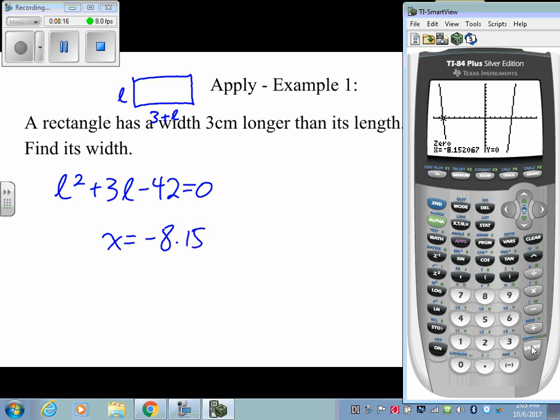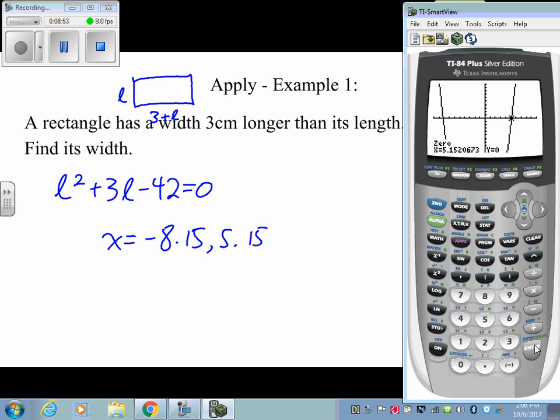Now we can see there is that other x value happening over on the more right side of the screen. And so I run second trace one more time, looking for 0. I want to go to the left of it. I'm already to the left of it, but I'll just get a little bit closer here. And I hit enter. Then I go a little bit to the right of the intercept. I hit enter again, hit enter for my guess. And now I end up with a value of x equals 5.15. So at this point, I have solved the equation.